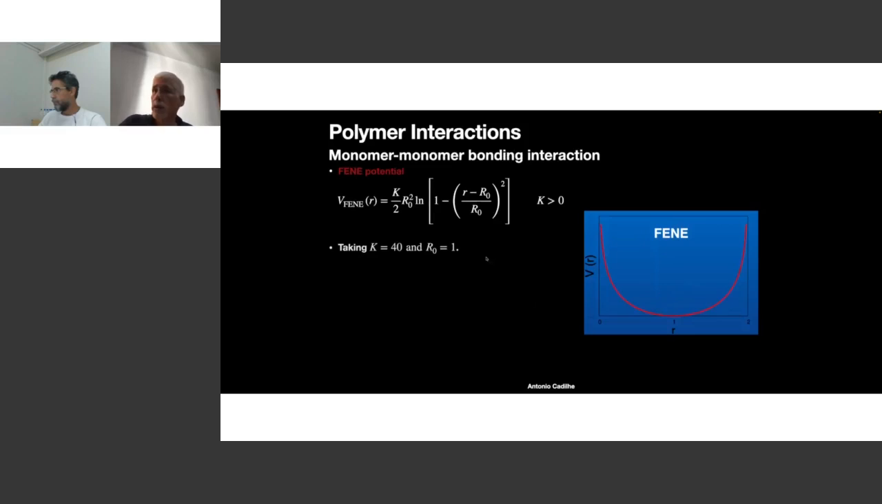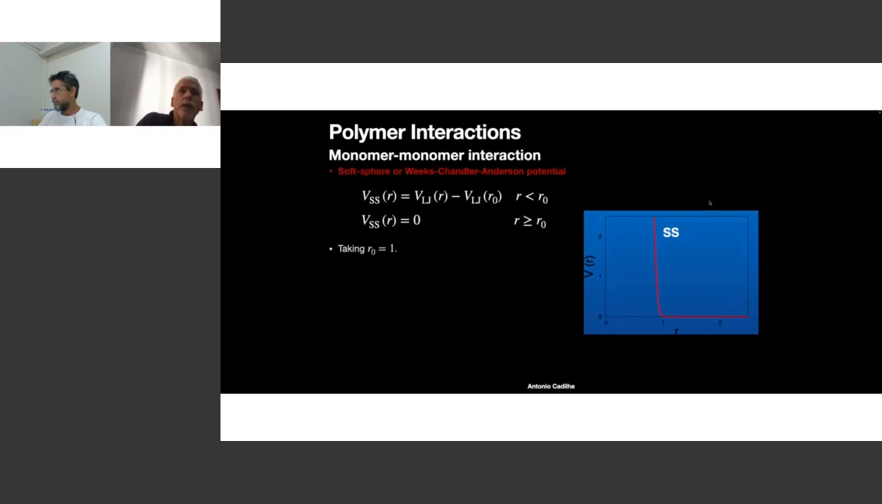So the other part that is relevant for the polymer is that we should not let the monomers go very far away. So the potential should diverge, not allowing monomers to displace very far away from each other, because there must be bonding between them. And so we have a chain that has to be maintained.